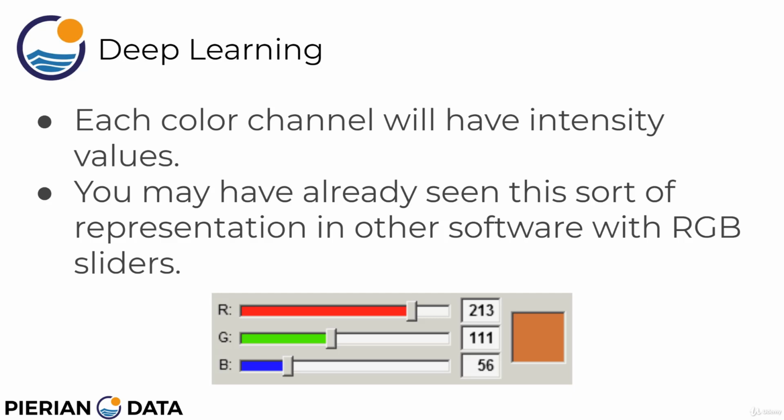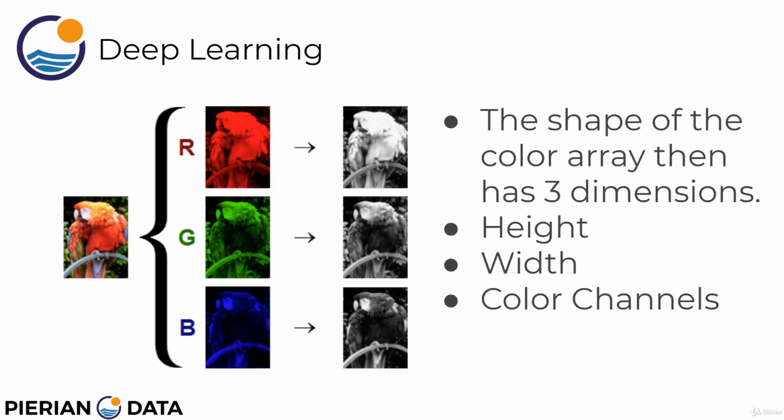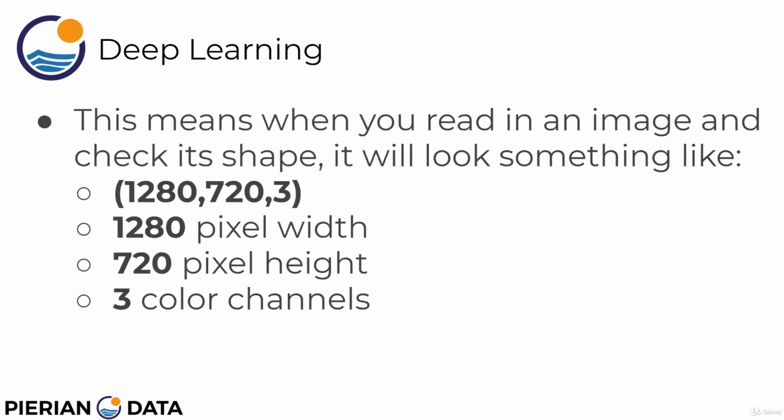So what does that mean for our actual images? Here we can see an example of breaking down a full color image into its color channels. For a single color image, we have these actual 3 dimensions. We have the height and the width, something we're already familiar with, but then for every single color channel, that is one for red, one for green, and one for blue, we're going to have a separate array of pixels. So when you read in an image and check its shape, it's going to look something like this. You'll have maybe 1280 by 720 by 3. That means this single image has 1280 pixel width, 720 pixel height, and then 3 color channels.